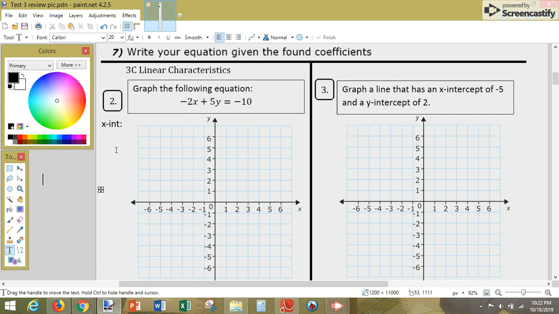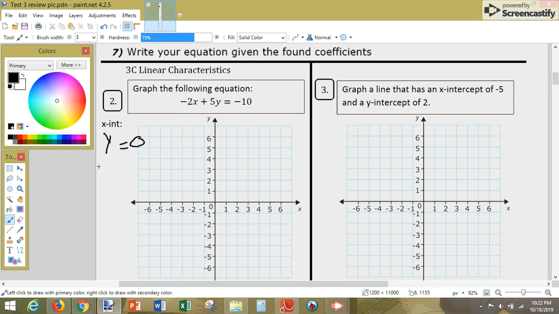Let's find the x-intercept. To find the x-intercept, we set y equal to 0 and we solve for x. So we have negative 2x plus 5 times 0 equals negative 10. So we have negative 2x equals negative 10. Divide each term by negative 2 to get the x by itself. So x equals 5.